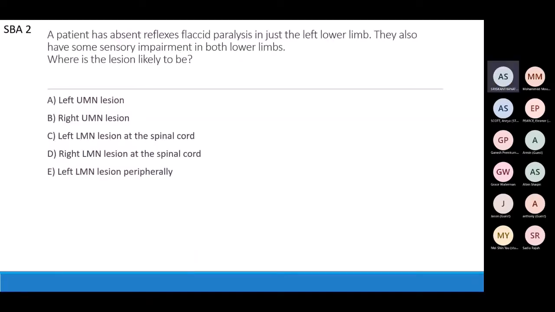Cool. So we've got another SPA here. It's got a patient that has absent reflexes, flaccid paralysis in just the left lower limb. They also have some sensory impairment in both lower limbs. Where is the lesion likely to be? So I'll start the poll.